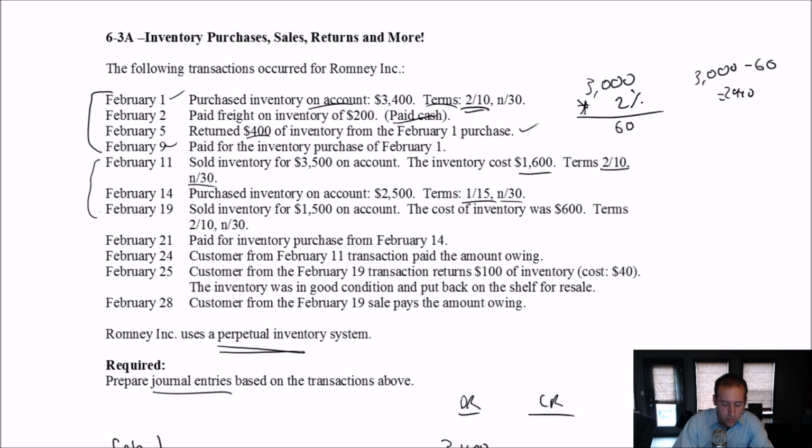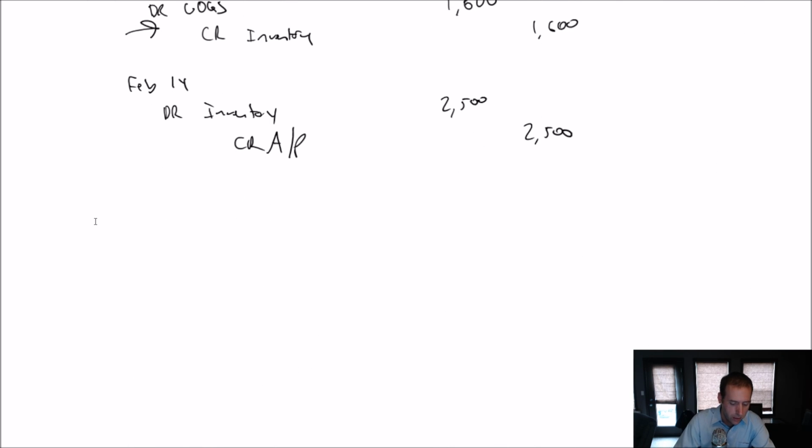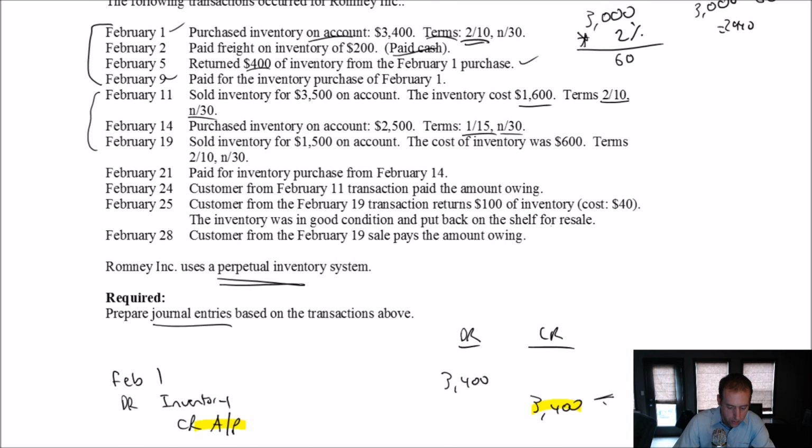Sold inventory for $1,500 on account. Okay, so we made a sale on account, just like February 11th. I know I'm going to be debiting AR and crediting sales revenue for $1,500. That was on February the 19th, and the cost of the inventory was $600. Again, there's terms there. I'll worry about the terms when they come around and pay. Right now, I'm not going to worry about the terms.